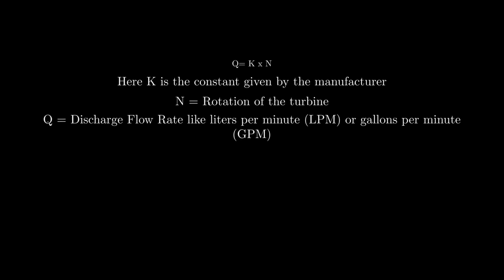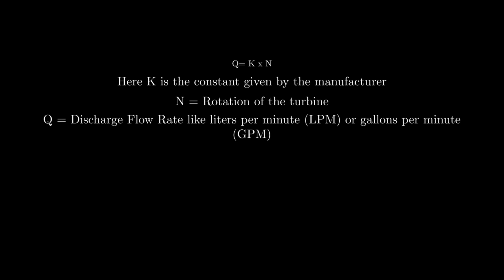So basically, Q equals K times N. Here K is basically a constant given by the manufacturer, N is basically the rotational speed of the turbine, and Q is basically the discharge flow rate. Now K is already given by our manufacturer, and N is measured by our sensor. So with the help of it, we can measure the discharge flow rate. The discharge flow rate value is normally measured in liters per minute or gallons per minute.